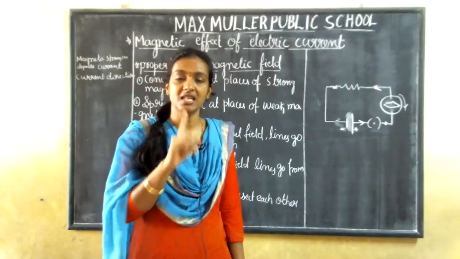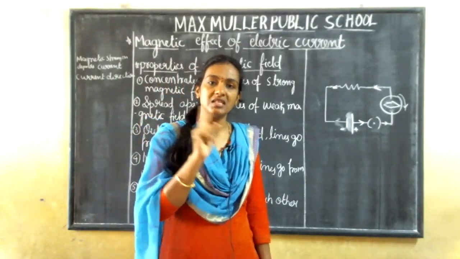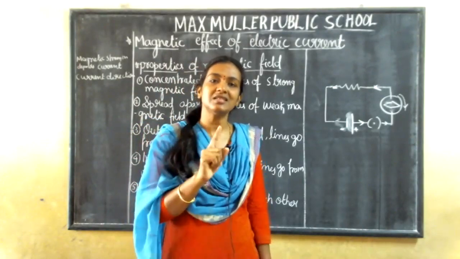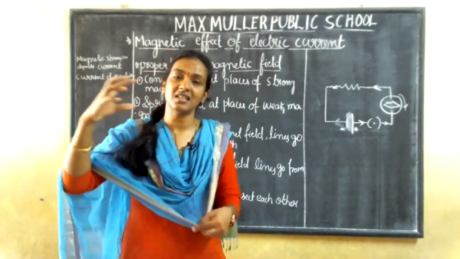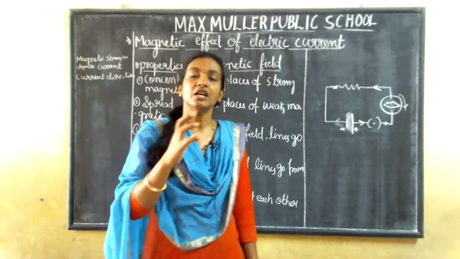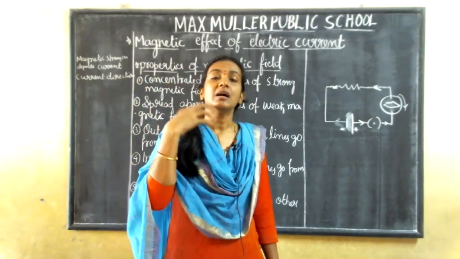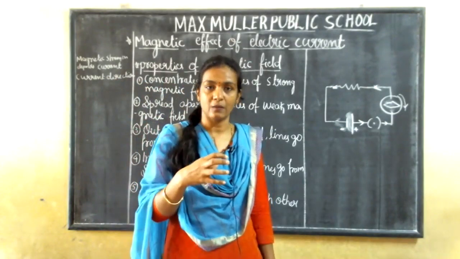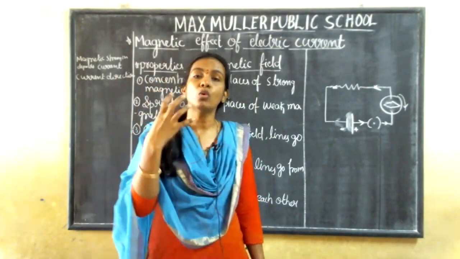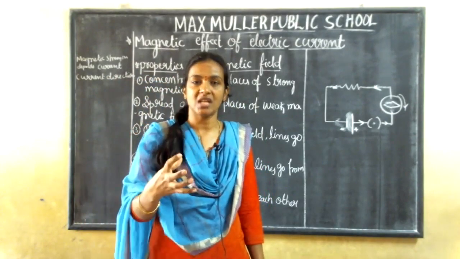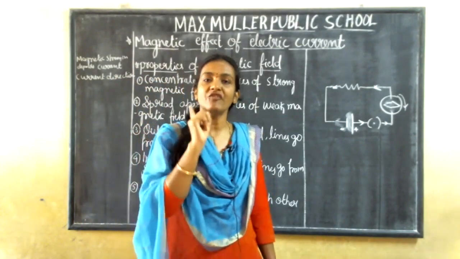The first point is that magnetic strength depends on the current strength. It means how much current you are allowing into the circuit, how much current there is in a particular wire, you will get that magnetic strength. If you are allowing more current to the same wire, then you will get more magnetic strength there. Clear? This is the first point.